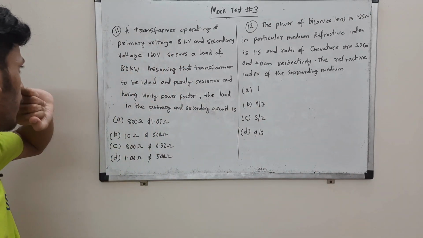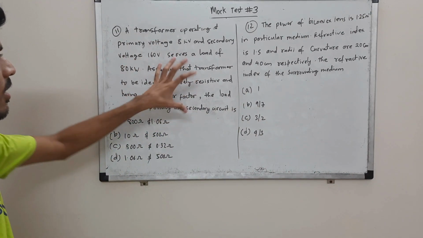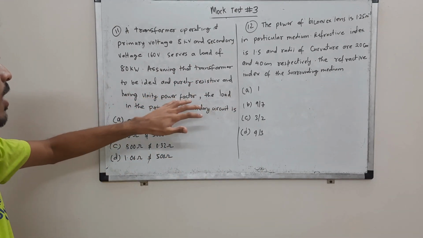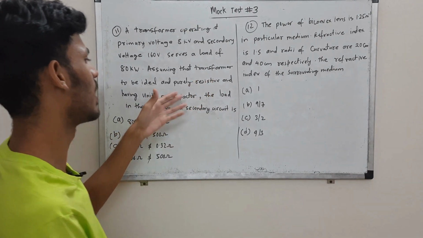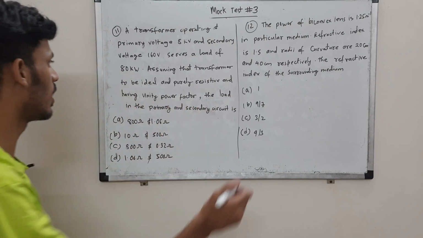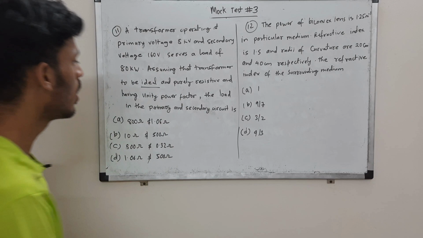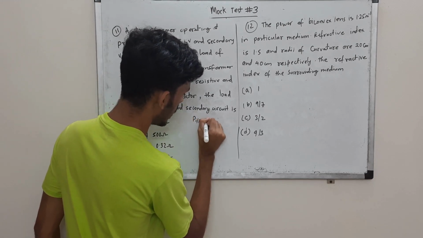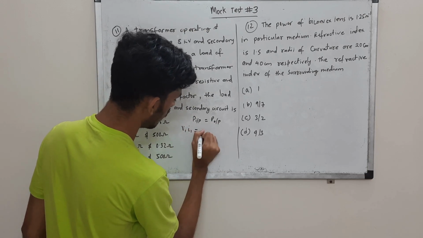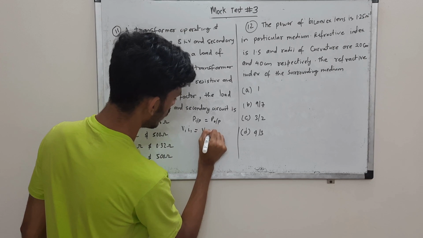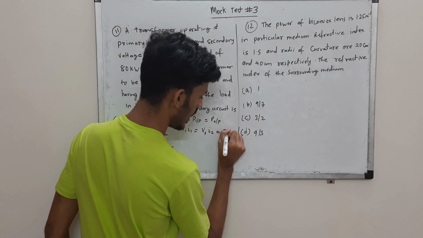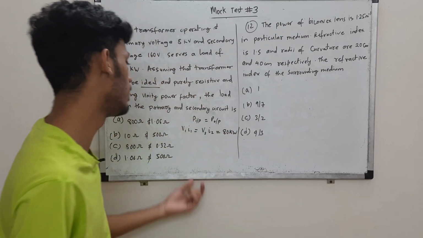So this is output power, and it is given that the transformer is ideal, all of that shenanigans. It's purely resistive, and the power factor is 1. You are supposed to find the load in the primary and secondary circuit. One important point is that it's ideal, so the input power is same as output power. So I can say V1 I1, the voltage and current in primary, equals the product of V2 I2. And it is given that the power output is 80 kilowatt.